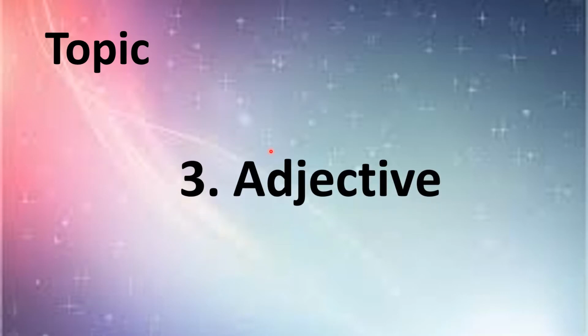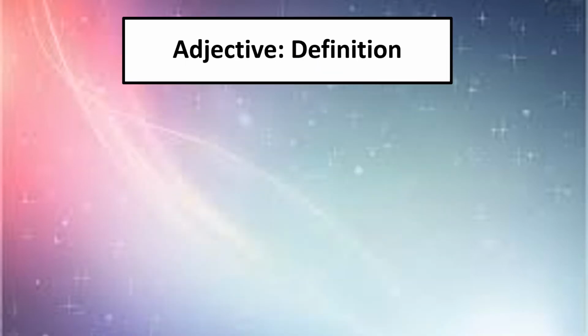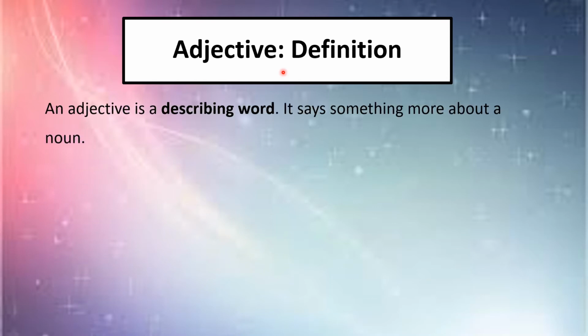Here is our today's topic. It is a part of speech, adjective. Let's first define an adjective. An adjective is a describing word. It says something more about a noun. Adjectives are known as modifiers because they modify nouns.